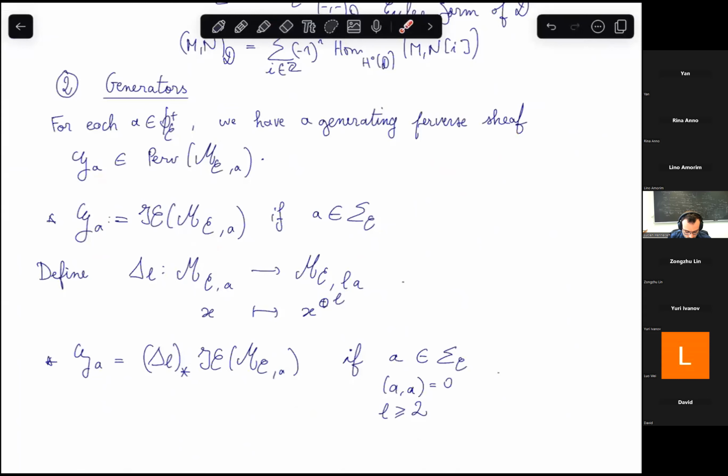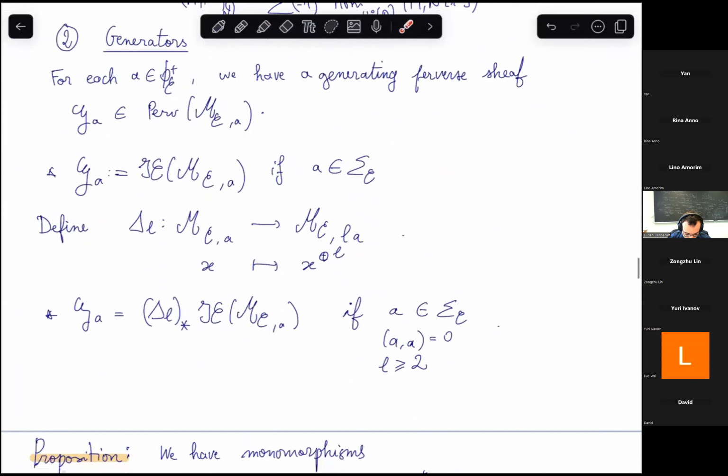When we take a root which is a multiple of some element of sigma C, we have to do something a bit different. We consider the diagonal map from the good moduli space, taking an object to the L-th direct sum of this object, so you multiply the dimension by L. Then when A is in sigma C, an isotropic root, and L is an integer, you take the push forward by this diagonal map of the IC complex on this good moduli space. So in some sense, this is a perverse sheaf on this connected component supported on the small diagonal.